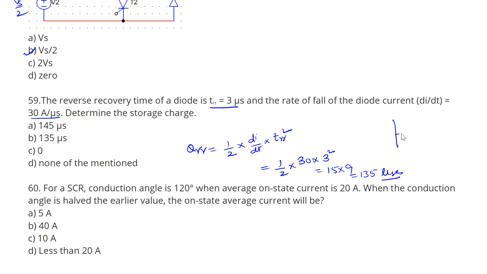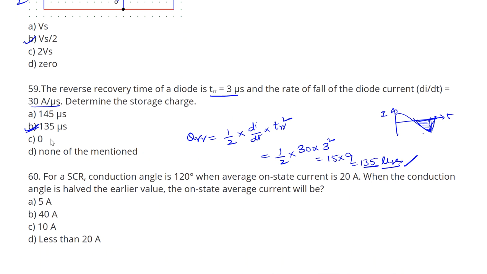So why is it, because when you see the characteristics of the diode, the current will be like this. We need to find this charge here, with the current on the I-axis and time on the time axis. So by using this graph, we can find the answer. It is 135 microcoulombs here. So the answer is B. Okay, next one, the last question.